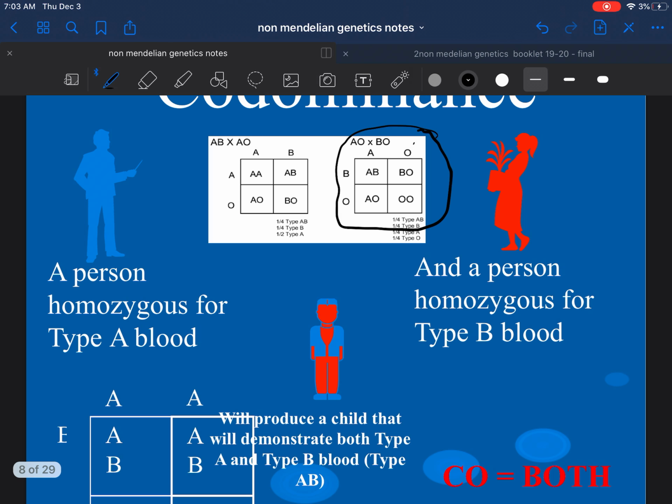So type A blood mixes with type B blood. There is a 25% chance of it being AB, 25% being just B, 25% just being A, and 25% being O blood. So I need you to take a moment and compare and contrast codominance and incomplete dominance in your notes.